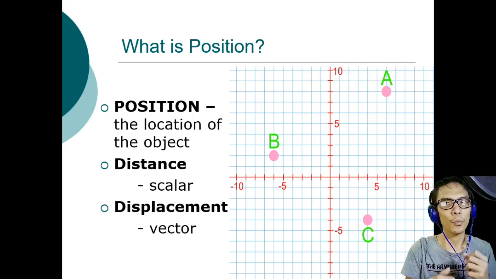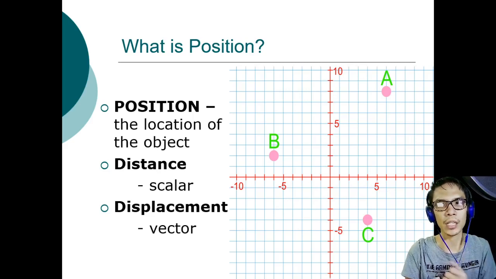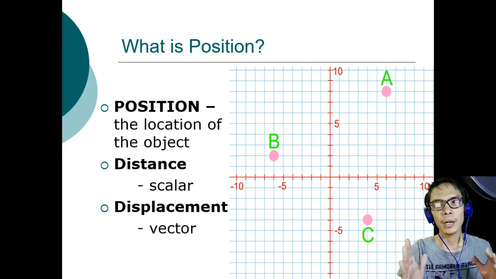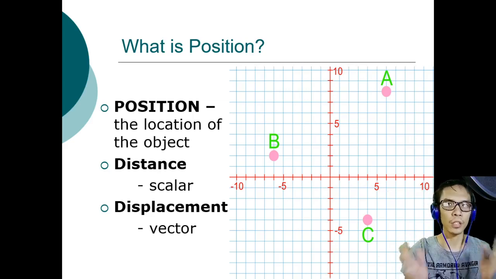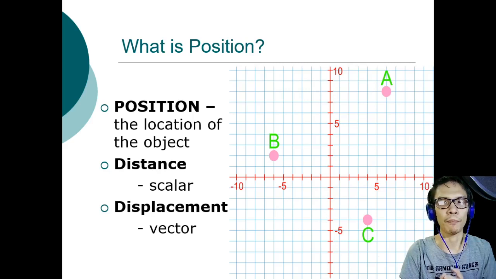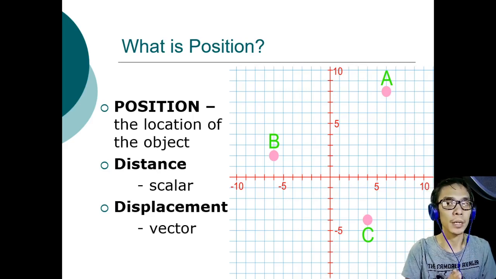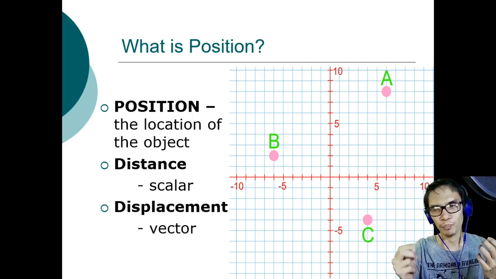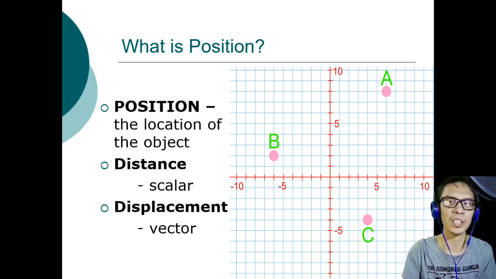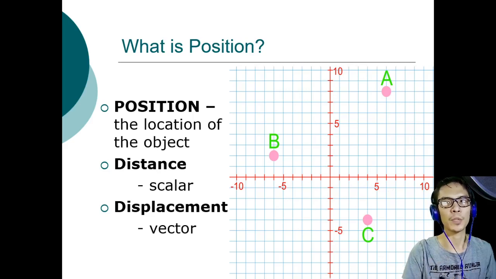When we say distance, it is said that distance is a scalar. So it tells us that distance has only a magnitude. Whereas displacement is a position that has direction. That is why displacement is a vector. In daily language, distance and displacement are the same. But in physics, distance and displacement are completely different from each other.